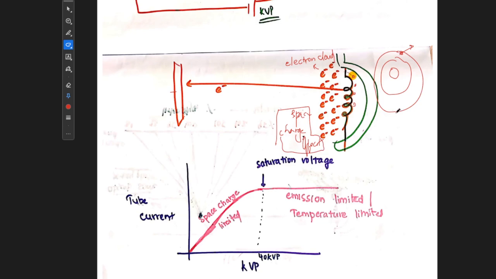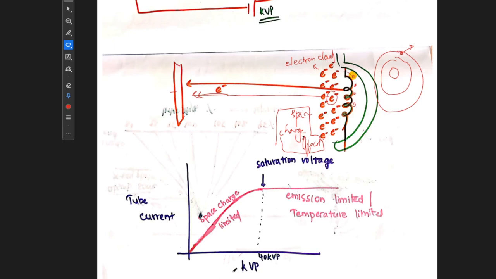Now if we increase the kVp, at first when kVp is 0, there is no flow of electrons at all. Slowly, when we increase the kVp, one electron will gain energy to overcome this electron cloud, and it will accelerate towards the anode and hit the anode. So one electron overcomes the electron cloud, or the space charge effect, and reaches the anode.